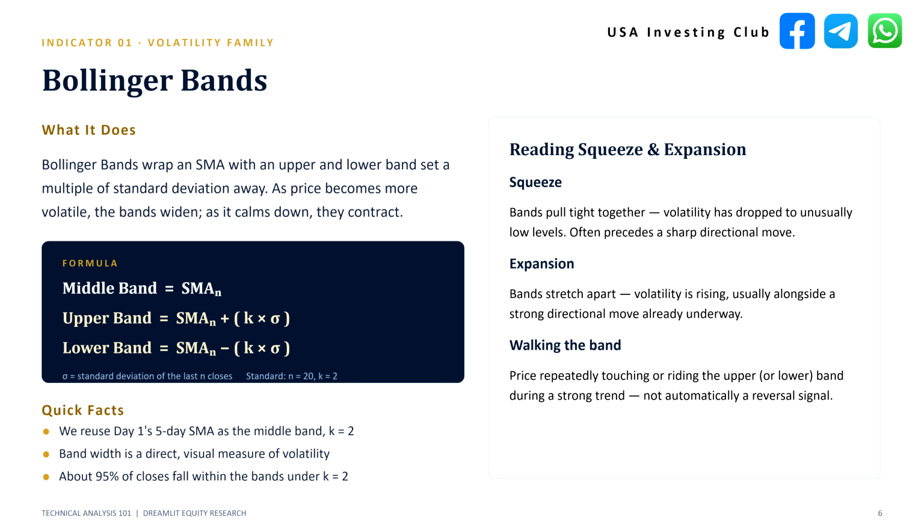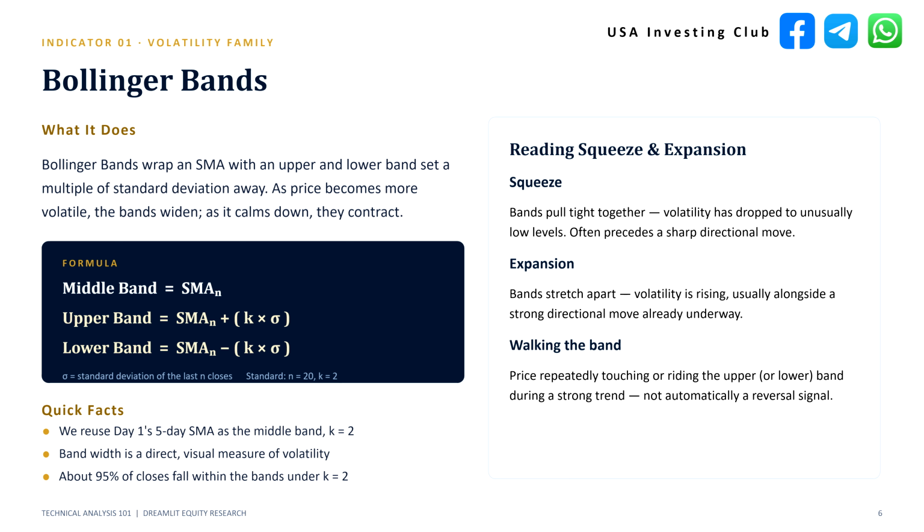Here is the Bollinger Bands formula in full. The middle band equals the in-period simple moving average. The upper band equals that same SMA plus K times sigma. The lower band equals the SMA minus K times sigma. Sigma is the standard deviation of the last N closes. The industry standard is N equals 20, K equals 2. You'll see those two numbers, 20 and 2, referenced constantly in trading literature.